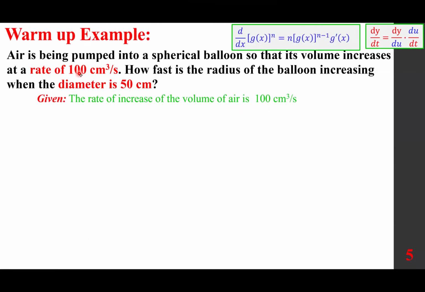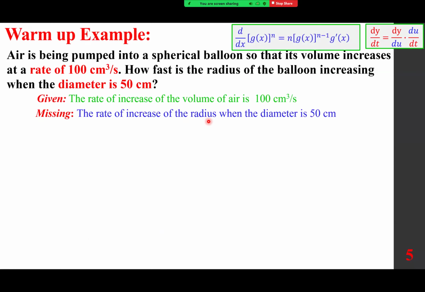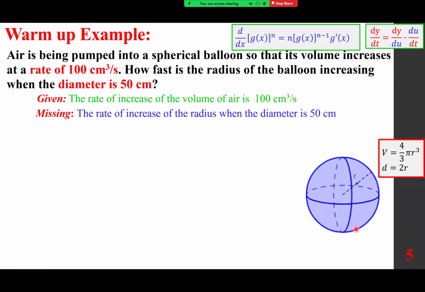What is missing? The rate of increase of the radius. That's what we are looking for, at what point? When the diameter is given to be 50 centimeters. So first and foremost, we need prior knowledge of mathematics. In this case, a spherical shape looks like that, and its volume has the formula 4/3 pi r cubed. Whether you're dealing with a sphere or circle, it is true that d equals 2 times r, diameter is 2 times the radius. So this is a piece of information from geometry, algebra, you name it.